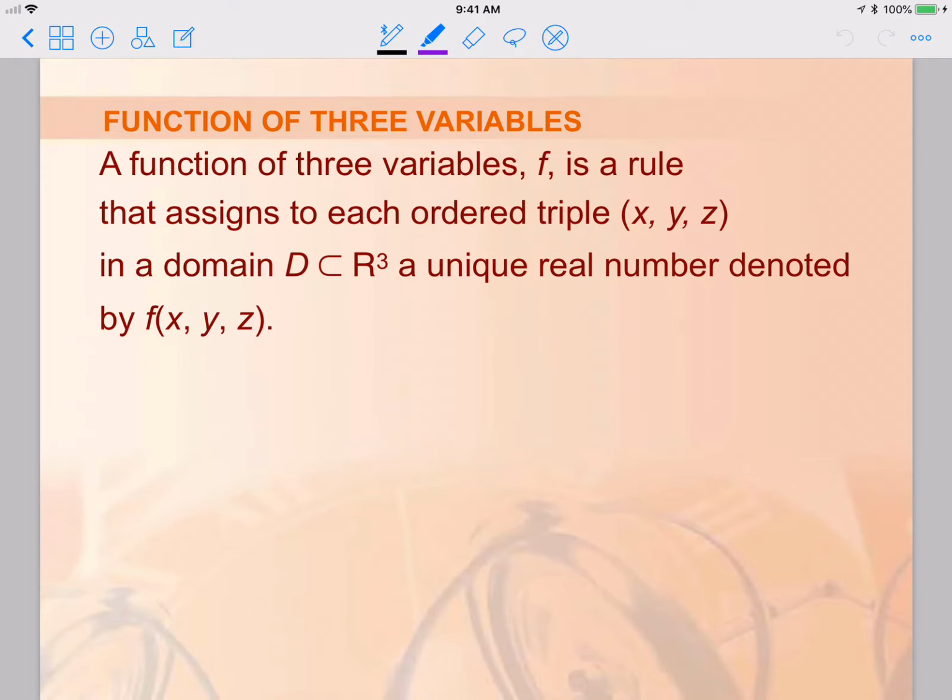And the next thing we'll talk about is functions of 3 variables.